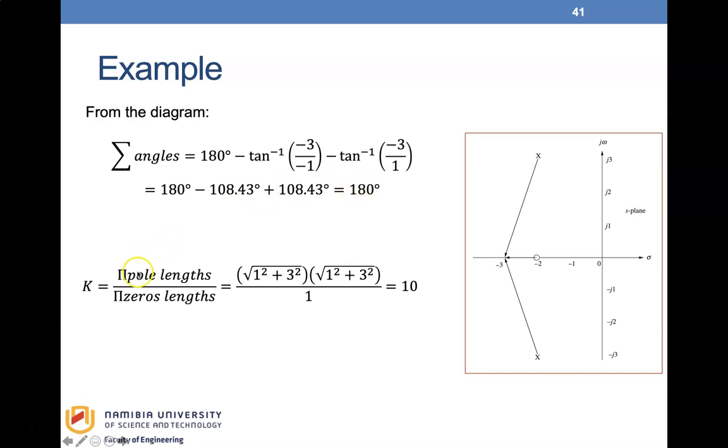Now let's look at B. Since the angle condition is met, it means the point -3 lies on the root locus. We can now find the gain value for this point, which gives us k equal to 10. Please go through the example again to consolidate the concepts.